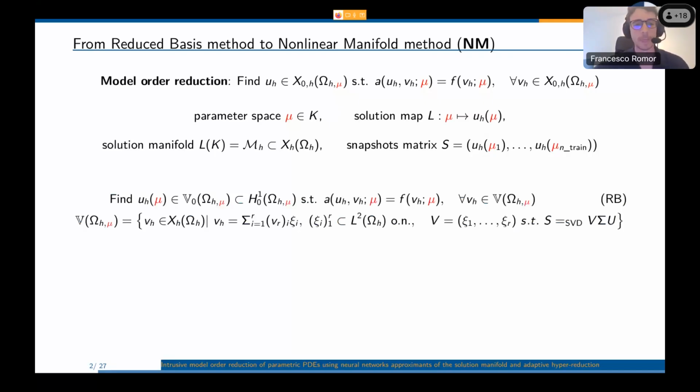Once you've done this, you consider the same weak formulation, but instead, as ansatz space, you want to find your solution as a linear combination of a few number of modes, let's say R, with R very small with respect to the full dimensionality of your state space.